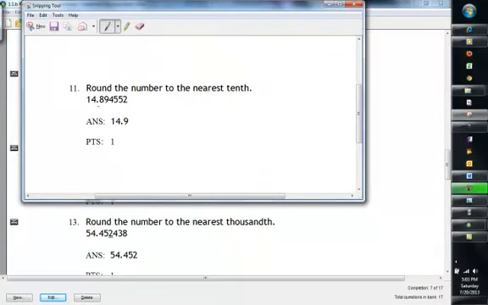Round to the nearest tenth. Here is the tenths place. Look at the number after it. It's bigger than 5, so we change the number in the circle, write everything in front of it the same, and leave the rest after it alone, so it'd be 14.9.